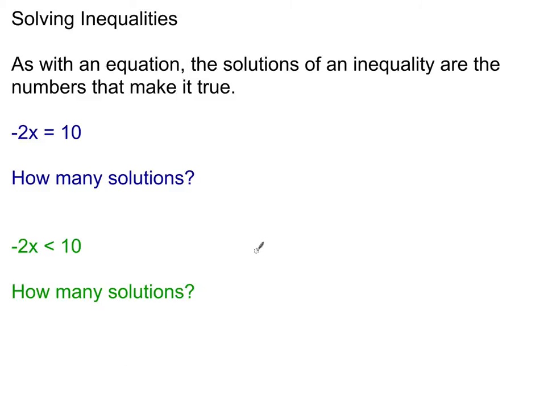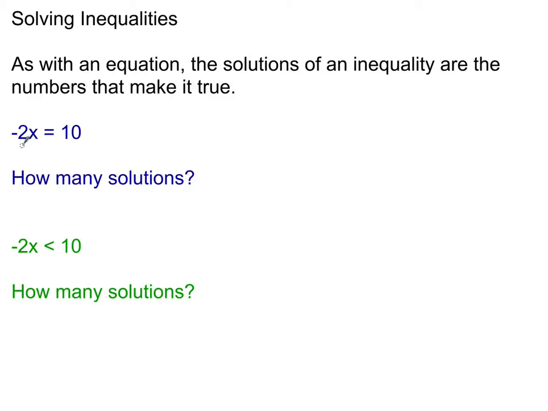We're going to move on from solving equations and talk about solving inequalities. So instead of having a statement where two things are equal, we're going to have a statement where one thing is greater than or equal to, or perhaps less than, something else. Let's look at one of the key differences here.